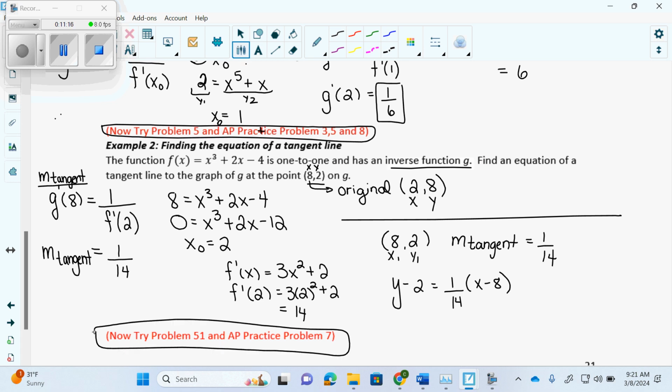I was going to move on, but I will let you do those questions. Try them out. This is page 245.